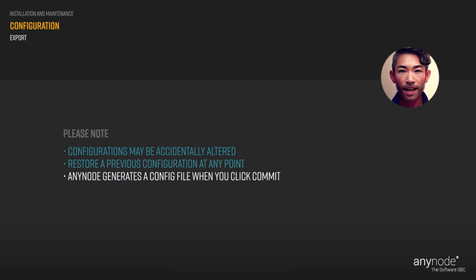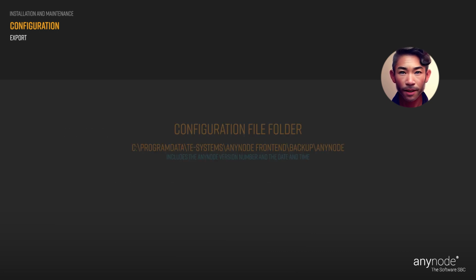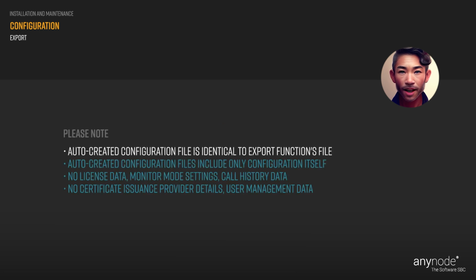Every time you commit the configuration by clicking on Commit, anynode automatically generates a configuration file. These configuration files can be found in the folder c:\programdata\te-systems\anynode frontend\backup\anynode. The file name always includes the anynode version number and the date and time. The automatically generated configuration file is identical to the file generated through the export function.